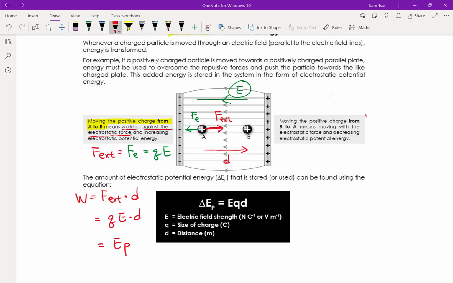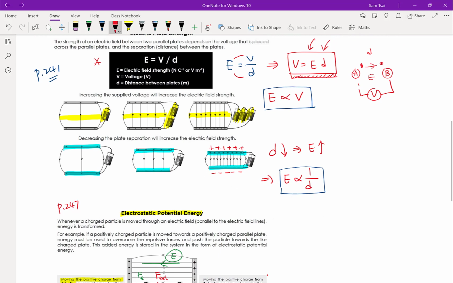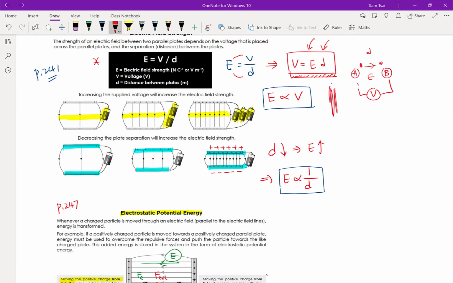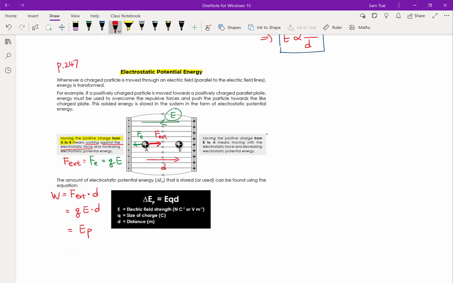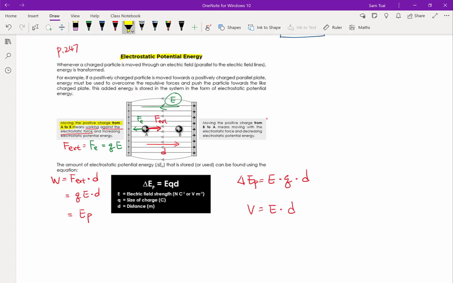And if we combine this one and the one we just talked about, V equals ED, delta EP equals electric field times charge times D. And the one we just learned is V equals ED. And it's easy to see, E is here, D is here. So we can rearrange the formula to become V equals what? Delta EP over Q. And what does that mean?